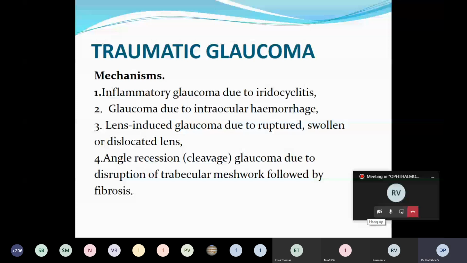Sometimes in trauma, there may be a lens capsule rupture or a dislocation of the lens, which again leads to lens-induced glaucoma. Then because of the blunt trauma, sometimes there may be a cleavage in the ciliary processes. So there may be angle recession. It is called angle recession glaucoma, due to disruption of the trabecular meshwork.